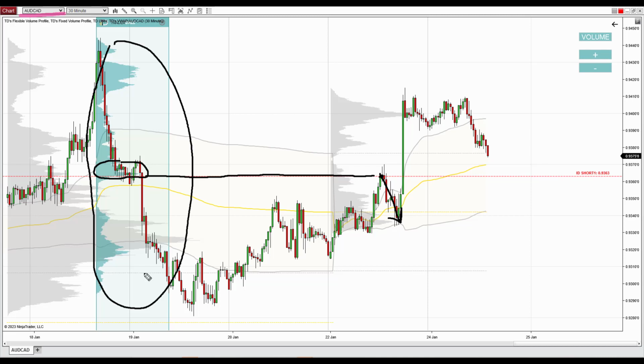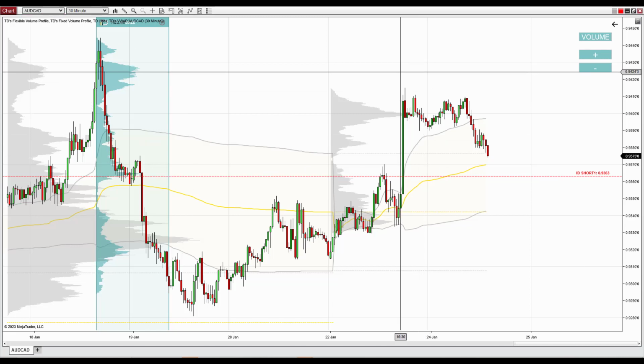So this is how you trade the trend setup, right? This is how it played out. It was a nice trade. And today I'll show you the same trading setup on the Australian dollar Swiss franc.